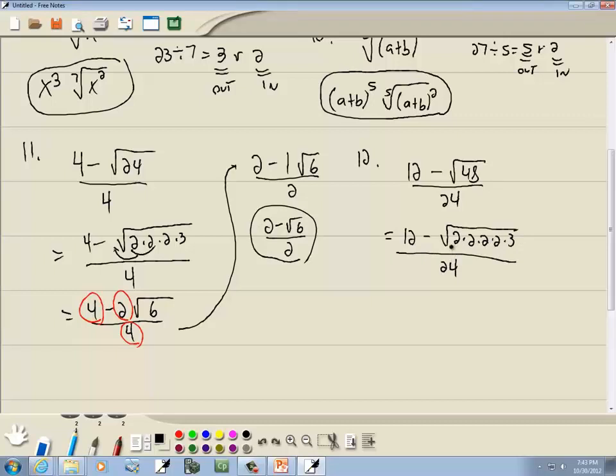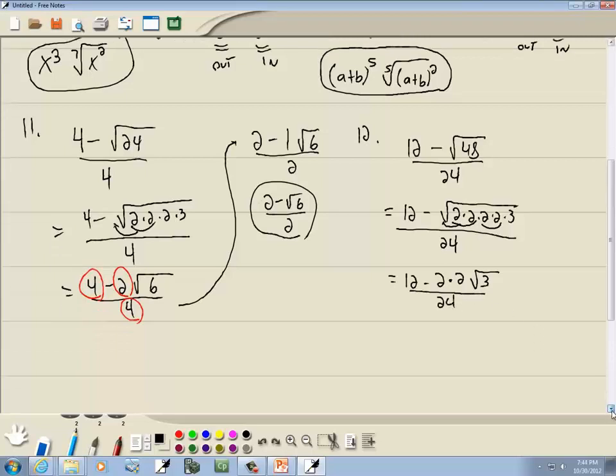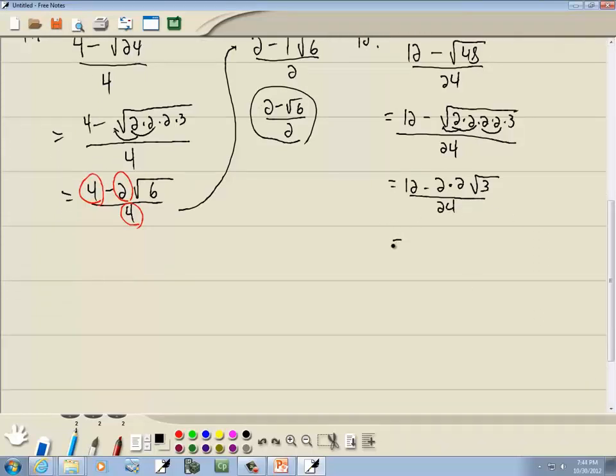Okay, we're looking for a pair of somethings. Now here's a pair of 2's, those are going to come out. Here's another pair of 2's, those are going to come out. Now when they come out with multiplication between them, so I'll have 2 times 2 in front of the square root, and then a 3 over 24. 12 minus 2 times 2 is 4.